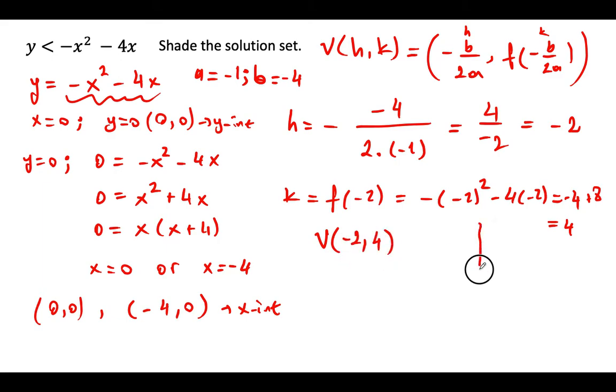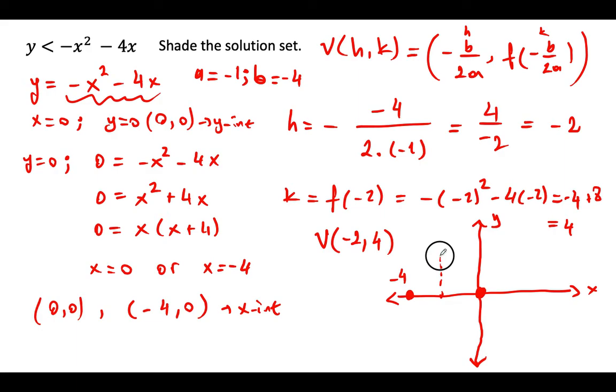Now we are ready, so let's draw it. X and Y here. And then the intercepts are 0, 0, so the function is passing through here. And negative 4, 0, so the function is passing through here. And then the vertex is negative 2, 4, which is positive 4. Let's say it is here.